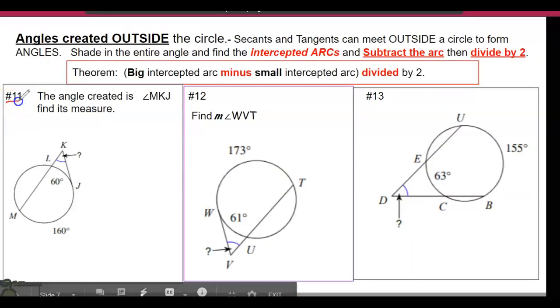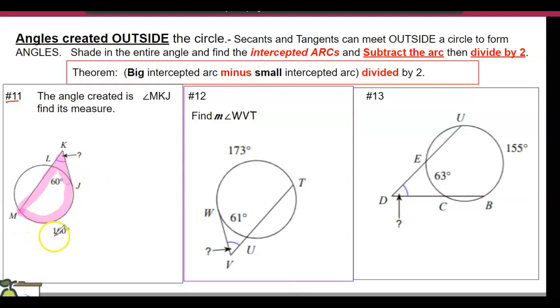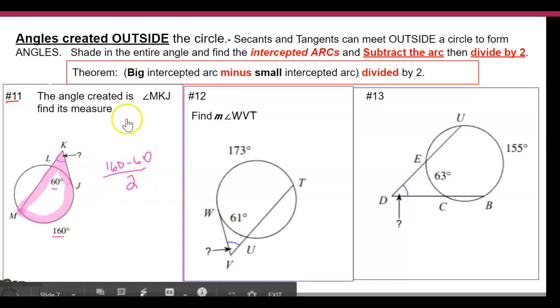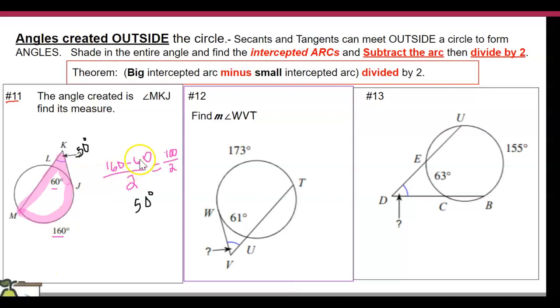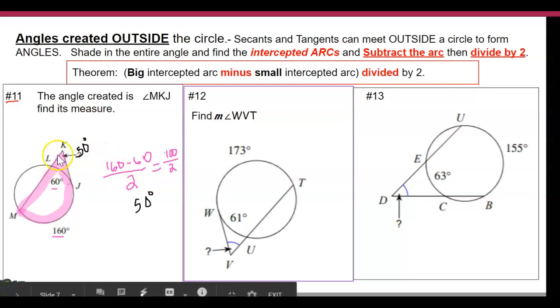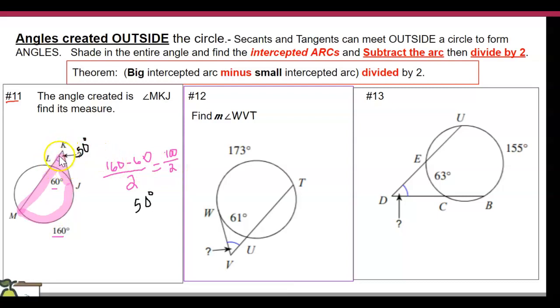Okay, try number 11. If you trace it, you would find that these are the arcs you need. 160 minus 60 divided by 2. Please write this down on your paper. Don't just plug it into your calculator. That way you can remember. So write it down on your paper for your notes. Okay, 160 minus 60 degrees is 100 degrees. Divided by 2 is 50 degrees. So the measure of this angle right here is 50 degrees.